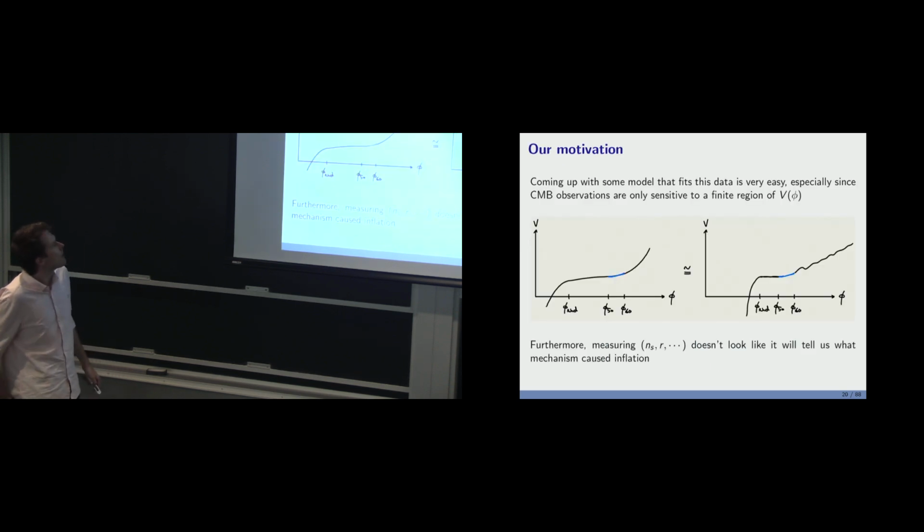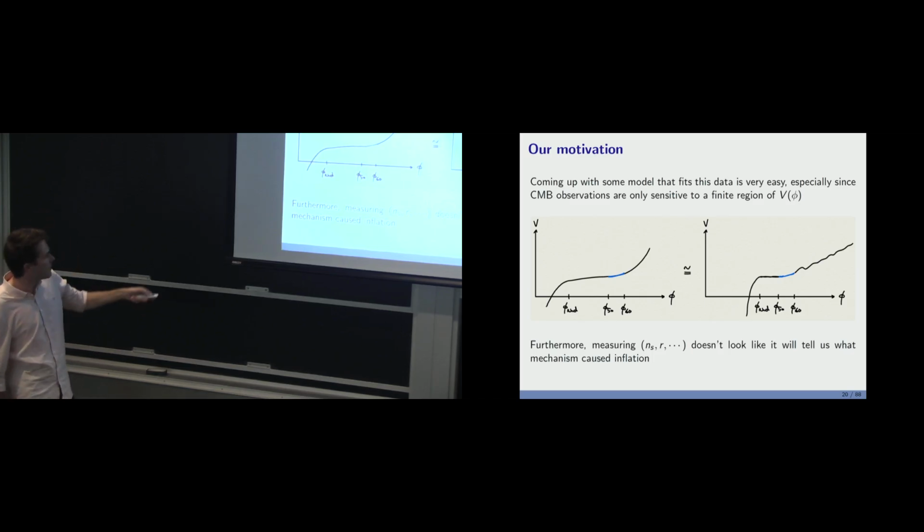So it's quite easy to get this. Not only that, but coming up with some model, drawing some potential V that fits this data and all the data that we have from inflation, is very easy. Especially since these observations of the CMB are only sensitive to a finite region of V. So as long as you preserve this more or less, you'll get the same answer. I'm not saying that makes much sense, but from that point of view, it's easy.